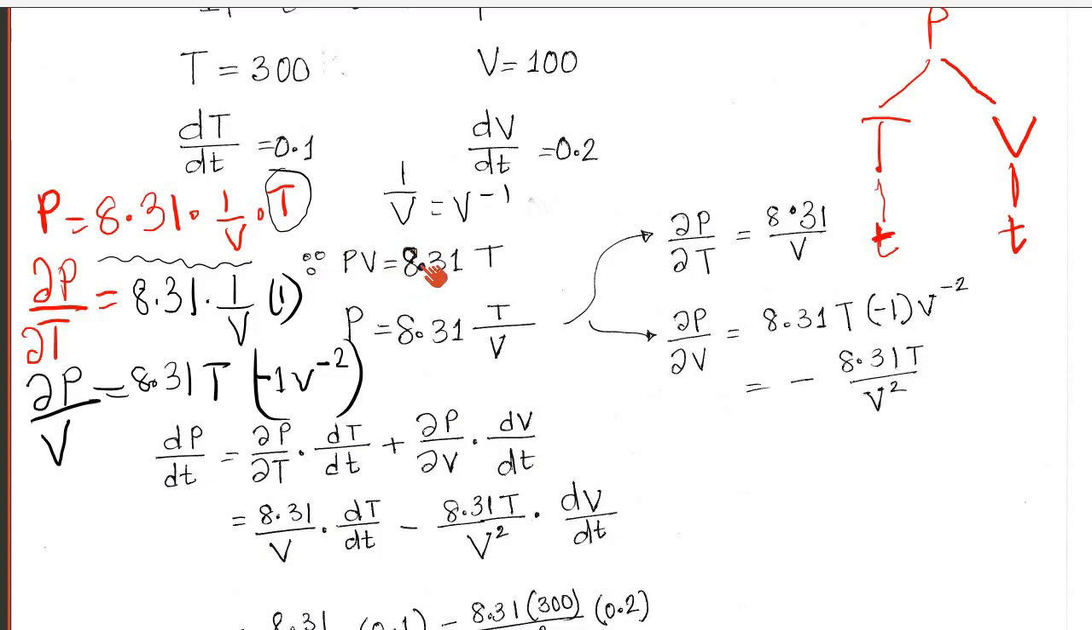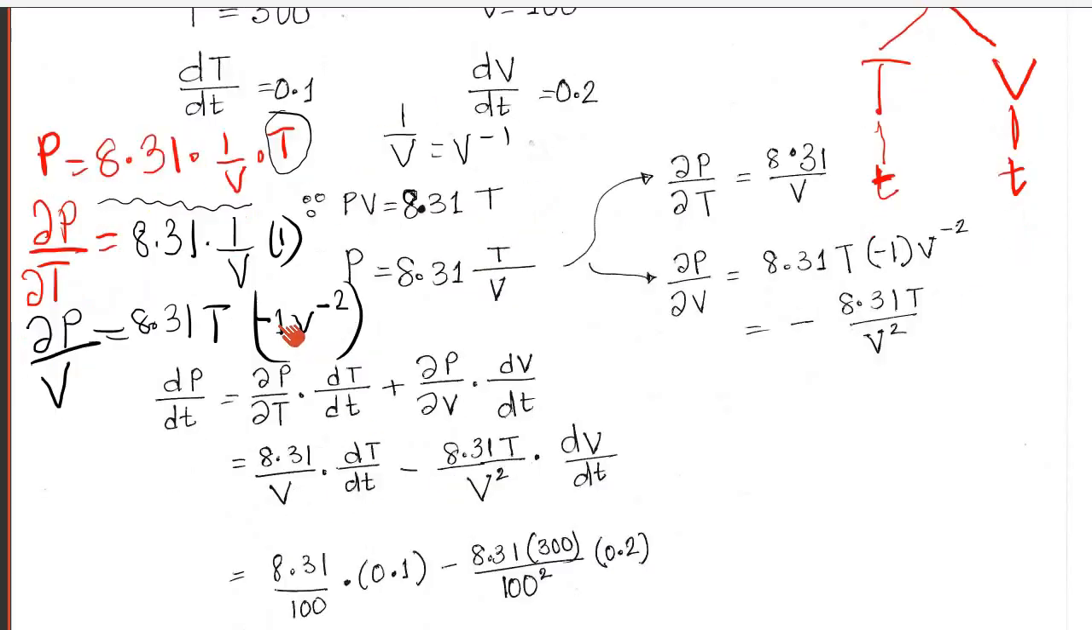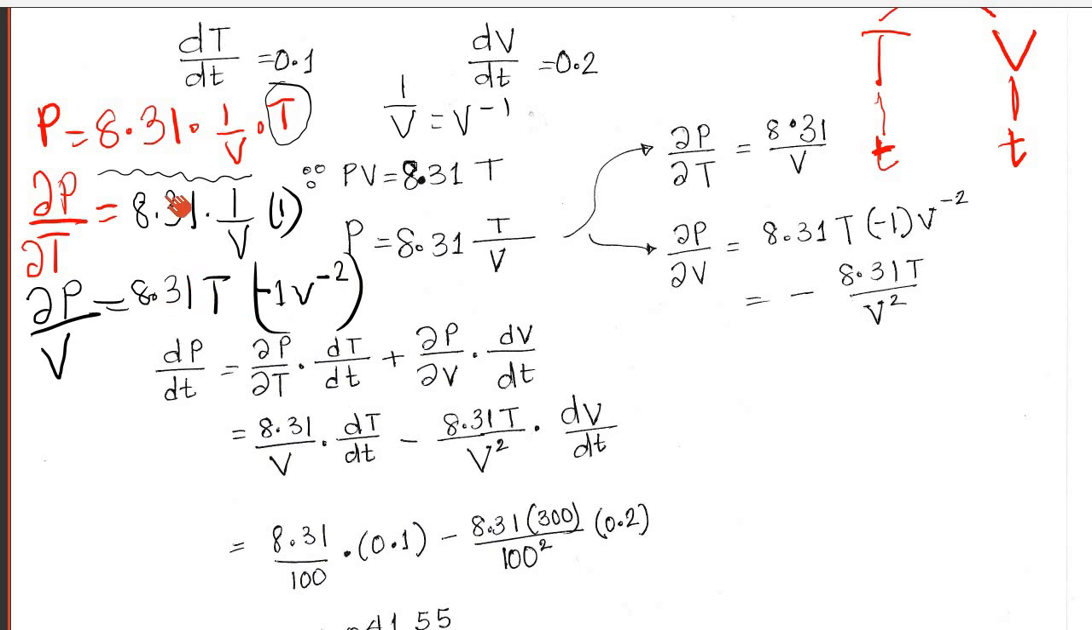Next, PV is equal to 8.31 T, therefore P is equal to 8.31 T by V. So pressure যদি এইটা হয়, so differentiate pressure with respect to T. So T is the variable, this is constant coefficient, so that's 1. Differentiate pressure with respect to volume. 1 by V is equal to V to the power minus 1. So derivation of V to the power minus 1 হচ্ছে minus 1 V square. So this is constant, that is constant, and this is the differentiation of 1 by V. এটাকে simplify করলে হবে negative 8.31 T by V square.